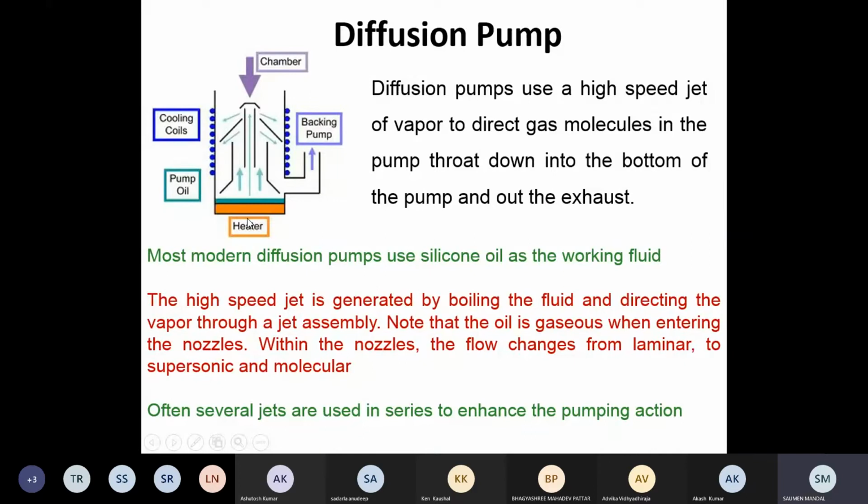Most modern diffusion pumps use silicon oil as the working fluid. The high speed jet is generated by boiling the fluid and directing the vapor through a jet assembly. Note that the oil is gaseous when entering the nozzle. Within the nozzle, the flow changes from laminar to supersonic or molecular, and often several jets are used in series to enhance the pumping action.